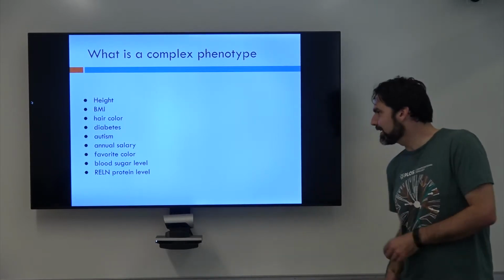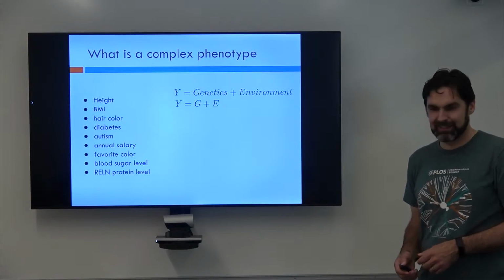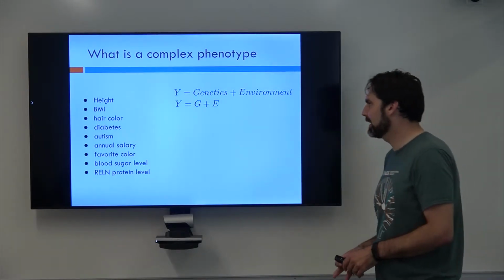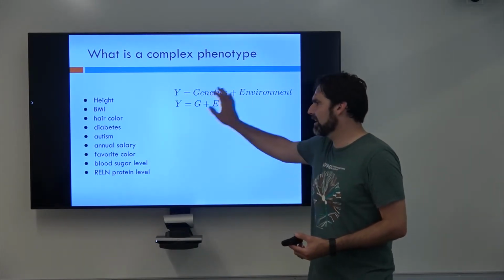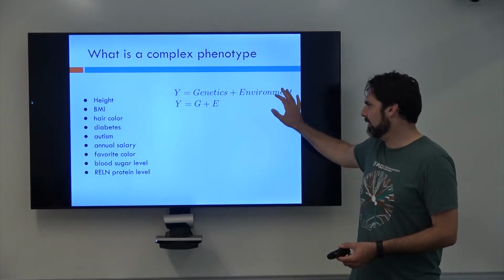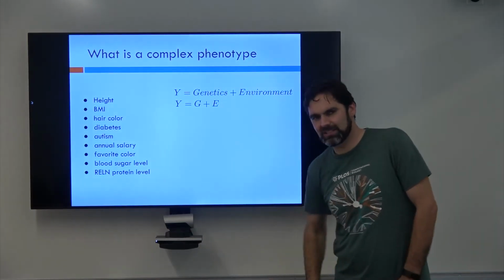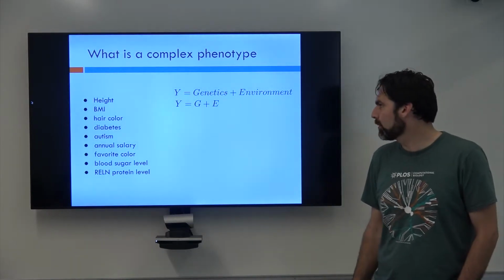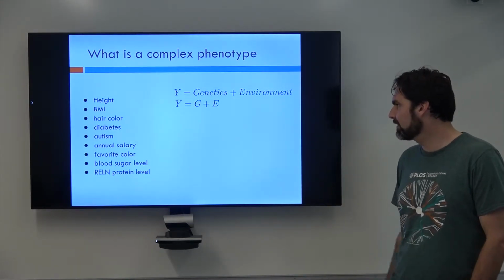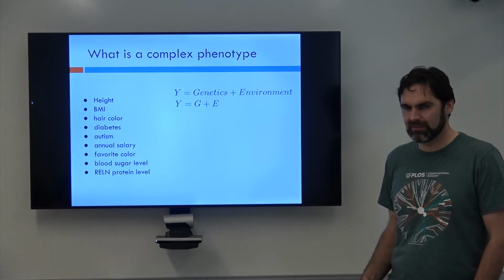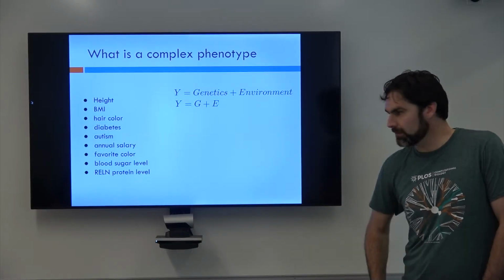More importantly for us, since we are geneticists, we like to think that a lot of these phenotypes have two components. They have a genetic component and an environmental component. A lot of times we'll refer to this as the G plus E model, where Y represents the phenotype, and we say it's simply some combination of your genetics and the environment around you.